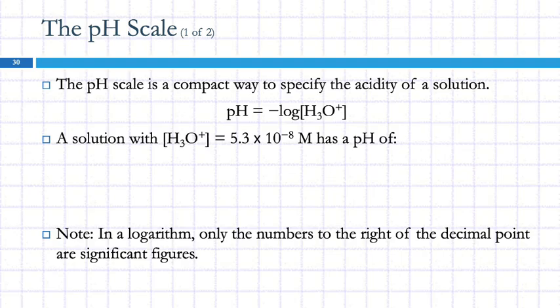The concentrations of hydronium and hydroxide ions cover a huge range. They can mostly go from like 1 mole per liter to like 10 to the minus 14 moles per liter. So the pH scale is a compact way of specifying the acidity, without needing scientific notation and all that extra stuff. pH is defined as the negative base 10 logarithm of the hydronium ion concentration. So a solution with a hydronium ion concentration of 5.3 times 10 to the minus 8 molar has a pH of, we're going to use this equation: the pH is equal to the negative log of the hydronium ion concentration. And it does have to be the base 10 logarithm.